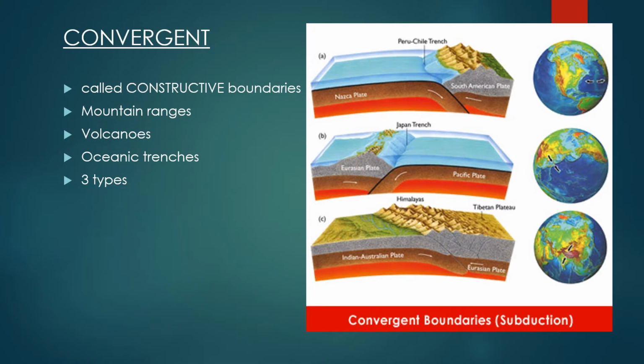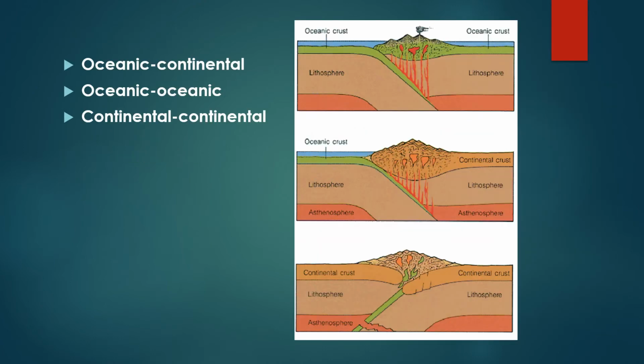Now let's go into your convergence zone. These are called constructive boundaries because they create mountain ranges, volcanoes, oceanic trenches, and there's three types. So we have oceanic continental convergence, oceanic convergence, and continental convergence. Okay, all of these are called convergent boundaries.